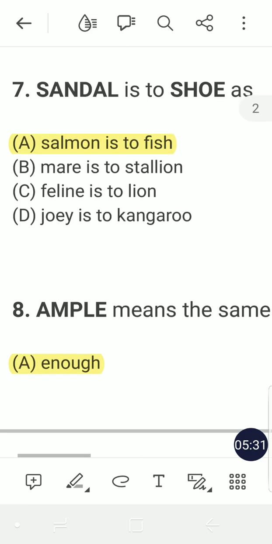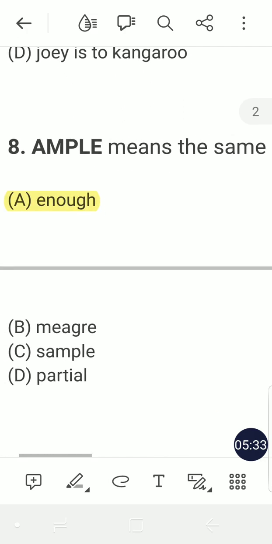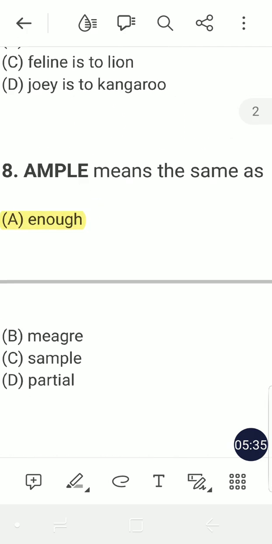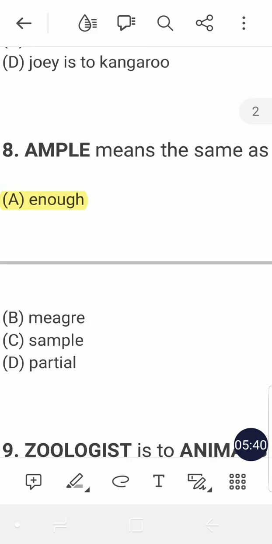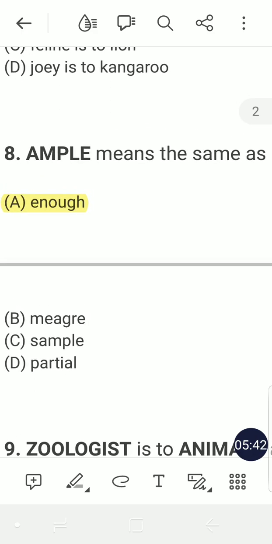Okay, so question number eight. Ample means the same as enough. Ample again, so this is a synonym. Going through a dictionary or Google, the meaning of ample is enough.